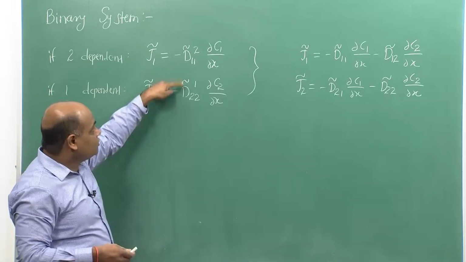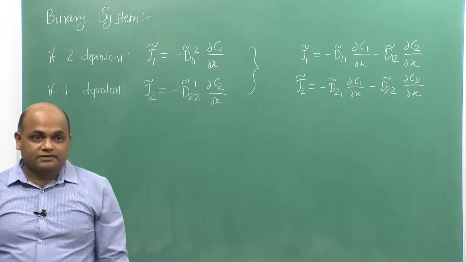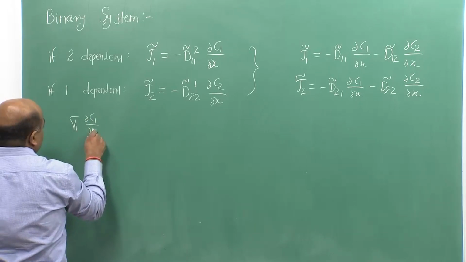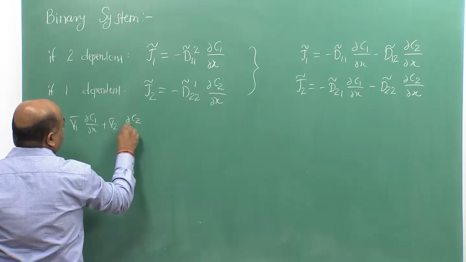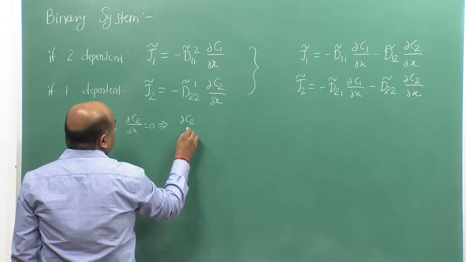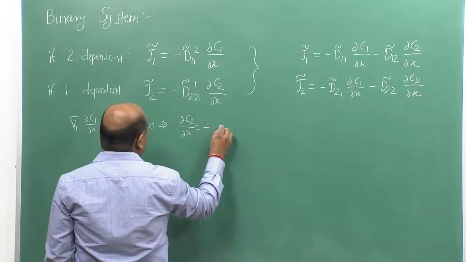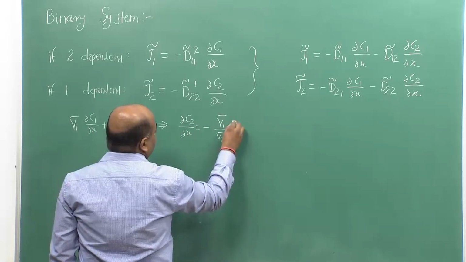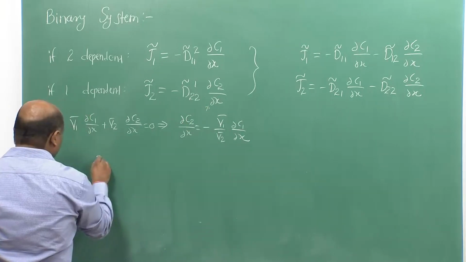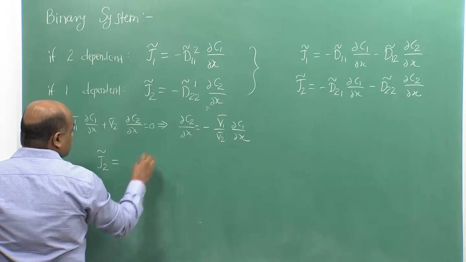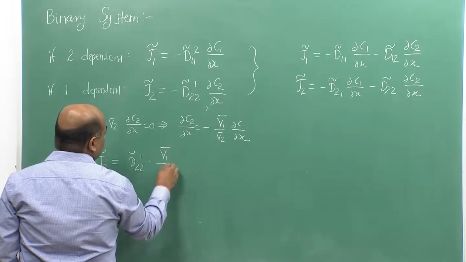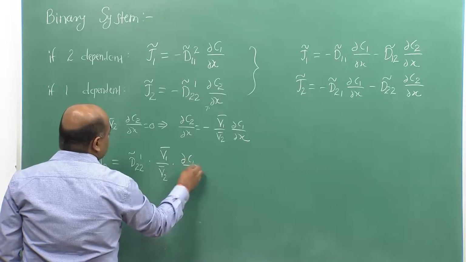But again these two seem to be different, but they are not. Let us see how. Because we can write V1 bar dou C1 by dou x plus V2 bar dou C2 by dou x equal to 0, which means dou C2 by dou x is equal to minus V1 bar over V2 bar dou C1 by dou x. So, if we substitute in the equation for J2 tilde, we should get negative negative positive D22 tilde 1 times V1 bar over V2 bar times dou C1 by dou x.